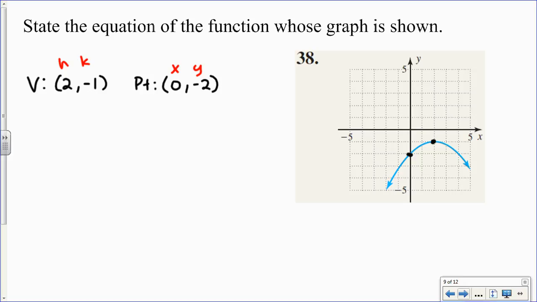So what is something I know has to be true about A? Something maybe really obvious. Yeah, it's going to be negative. It's going to be negative, and then less than 1 maybe because it's wider, but negative definitely because it's reflected. Okay, so those are things to think about when you're doing this. So I'm going to plug that into this equation.